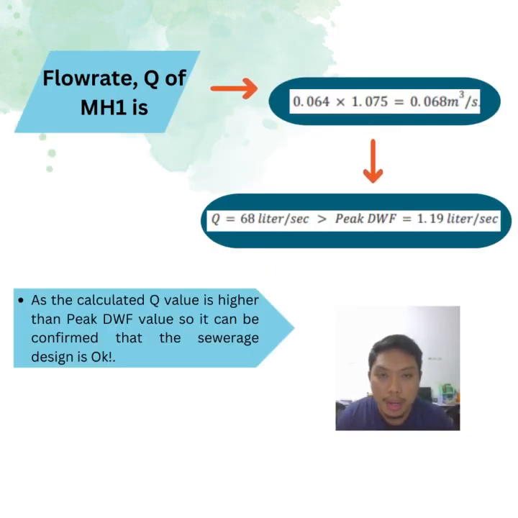We take manhole 1 as an example. So from 0.064 times 1.075, we get 0.068 meter cube per second. And then we convert it into liter per second, and we get 68. And then compare it to the peak WDWF value, which is 1.19 liter per second. So as a conclusion, the calculated Q value is higher than the peak WF value, so it can be confirmed that the sewerage design is okay.